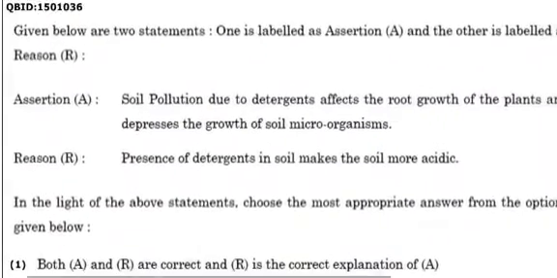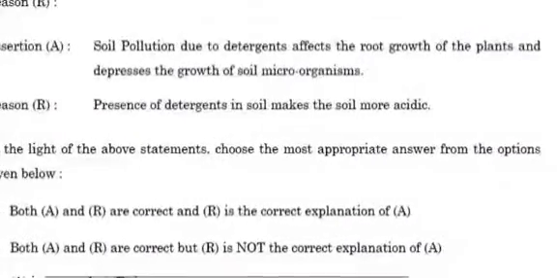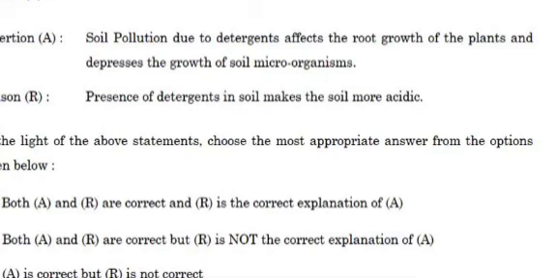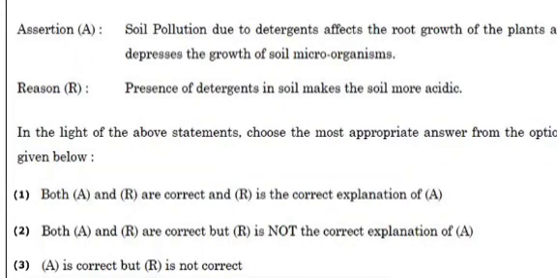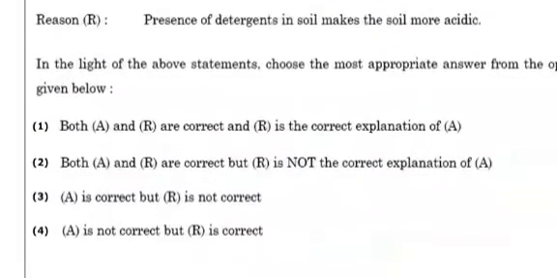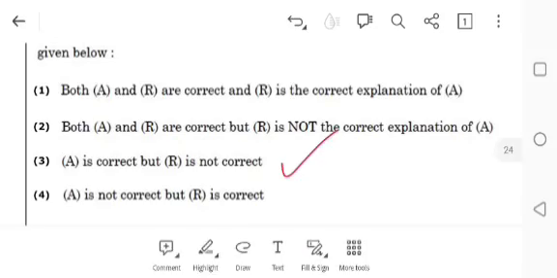Thirty-six says, given below are two statements. One is labeled as assertion and the other is labeled as reason. Assertion says soil pollution due to detergents affects the root growth of the plants and depresses the growth of soil microorganisms. Reason is saying presence of detergents in soil makes the soil more acidic. For 36, the correct option will be assertion is correct but reason is not correct.